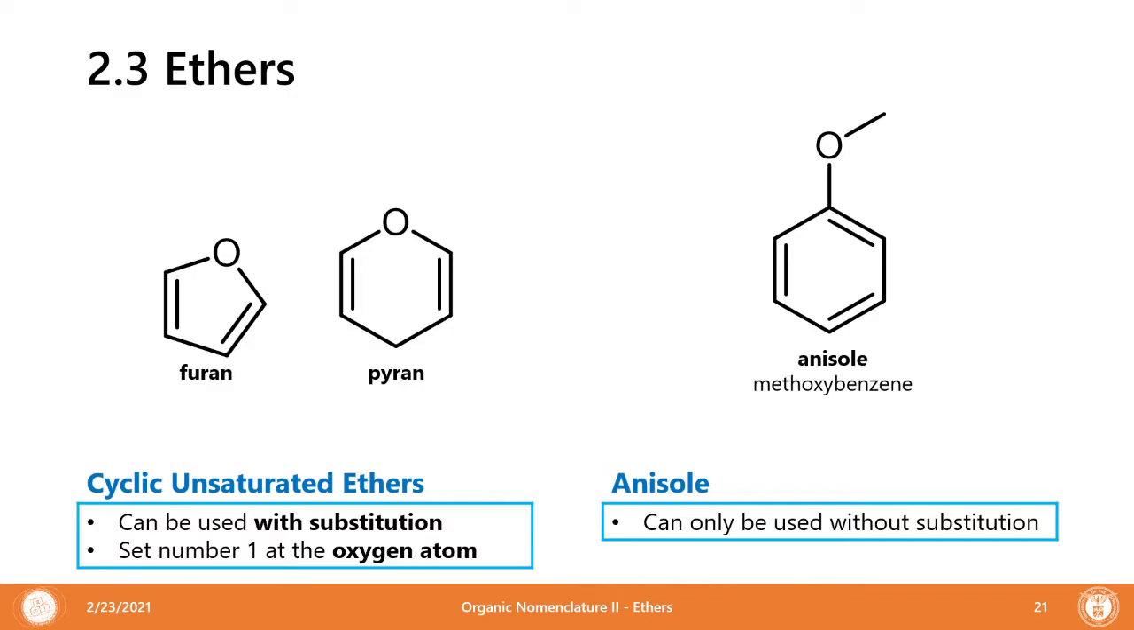And then here's our unique benzene-containing ether called anisole. Anisole is an accepted name, however, it can only be used without substitution. So you cannot connect anything to it and still retain anisole as a name. To be safe, you can use methoxybenzene.